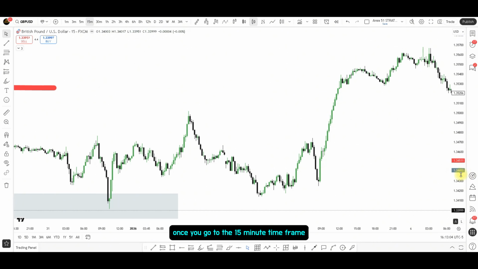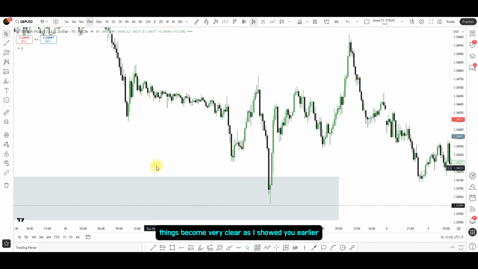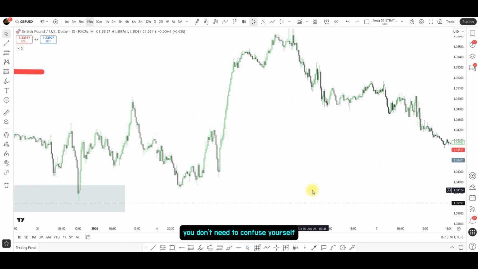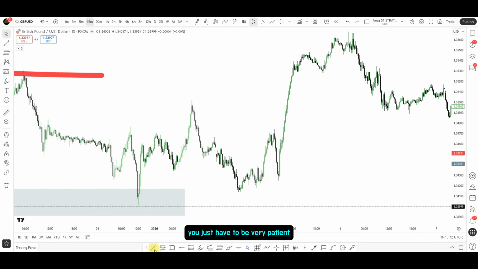Once you go to the 15-minute time frame, things become very clear, as I showed you earlier, without any confusion. You don't need to confuse yourself. You just have to be very patient. Of course, you have to apply supply and demand zones, liquidity zones. All of these things come after you understand market structure. So this was the last lower high.